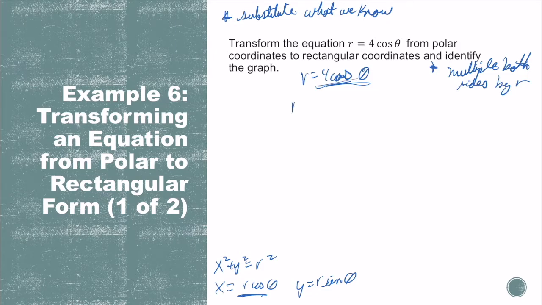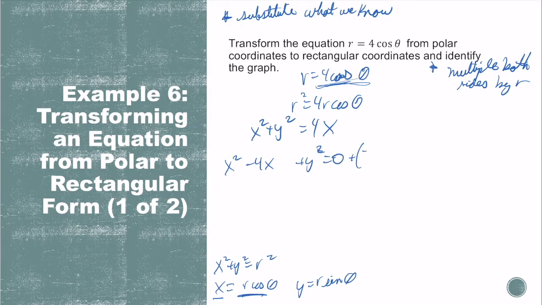So I get r squared is 4r cosine theta, and our goal is to get rid of all of the r's and thetas. So I have 4x is x squared plus y squared. Now, what does this graph look like? Well, this is going to be a circle, and let me show you how. We're going to focus on this more in section 8.1. But if I have x squared minus 4x plus y squared equals 0, I can use completing the square. So friendly reminder, complete the square.